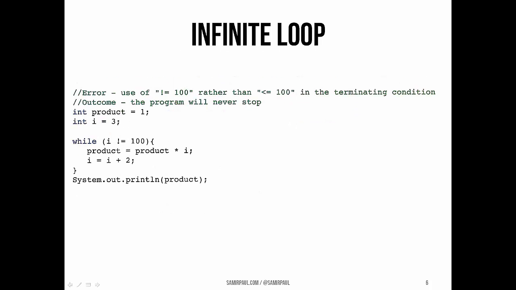Here's another common kind of mistake we might find in the terminating condition. You can see here our condition is while I is not equal to 100. We start with I equals 3, and we keep adding 2 over and over again. So as you can see, I is going to take the values 97, 99, and then 101. It's never going to equal exactly 100. So our condition never gets proven false. We call this an infinite loop. We blow right past our condition here.